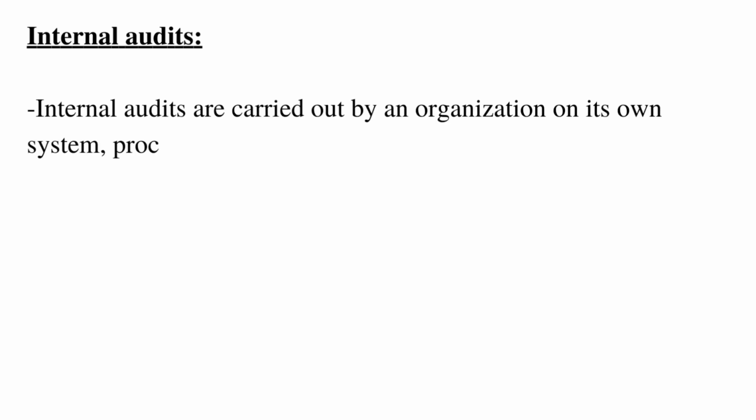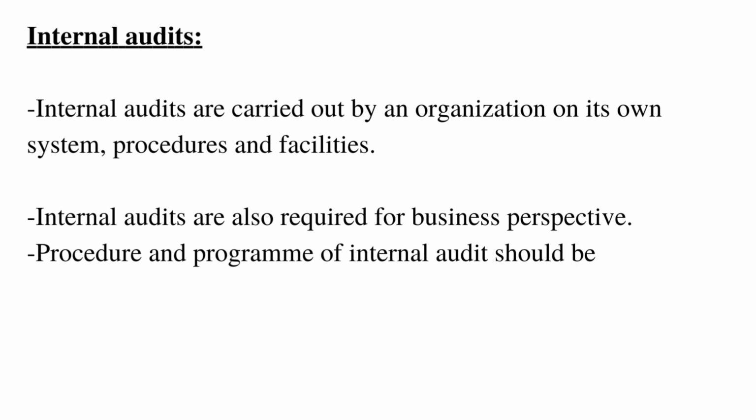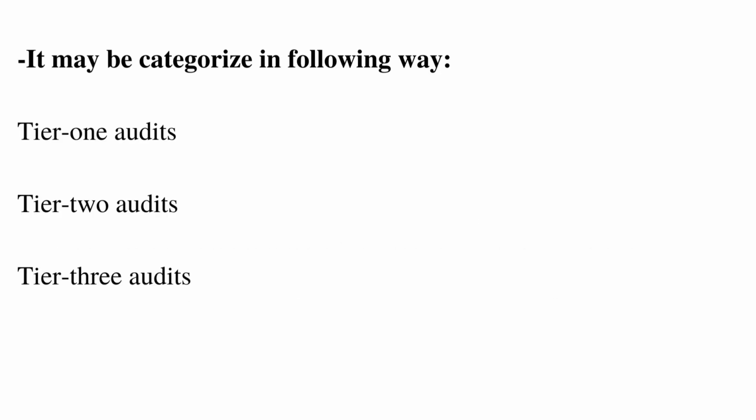Internal audits. Internal audits are carried out by an organization on its own system, procedures and facilities. Internal audits are also required for business perspective. Procedure and program of internal audit should be available. One possible system for internal audit is a three-tier approach. It may be categorized in the following way: Tier 1 audits, Tier 2 audits, Tier 3 audits.